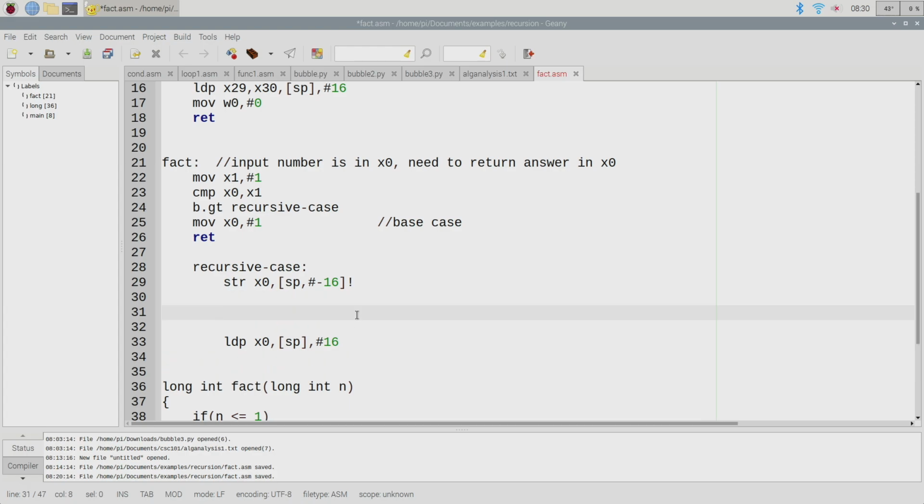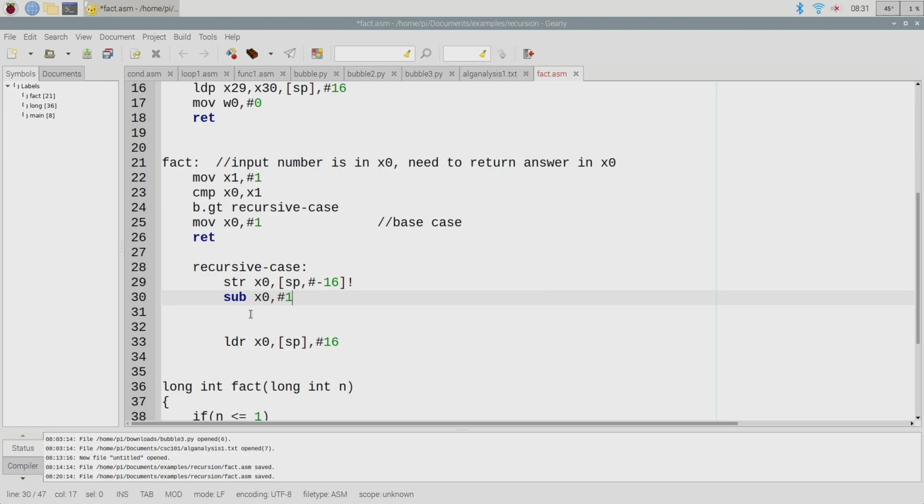Okay, all right, now, what do I need to do to the number that's sitting in X0 before I call my function? Well, okay, so if the number is 5, what am I going to call the factorial function with next? 4, right? Oh, because I'm an idiot. Yeah, okay. I've got to subtract 1 from my input number, right? So let's subtract 1 from x0.